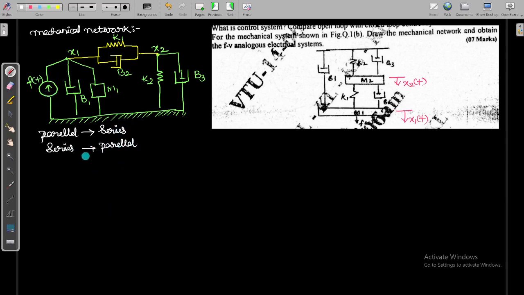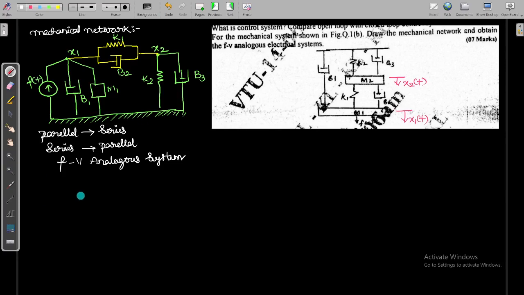So let us draw the FV analogous system. Whenever you are going to draw the FV analogous system, you have to write the equations also, but it is not asked here. If it is asked, you can write. Since it is not asked, I am drawing the diagram to save time, that's all.